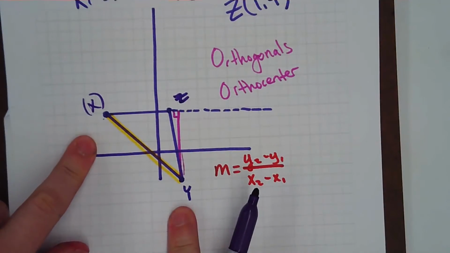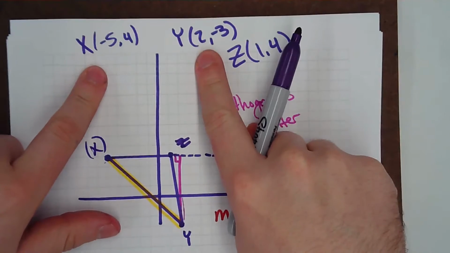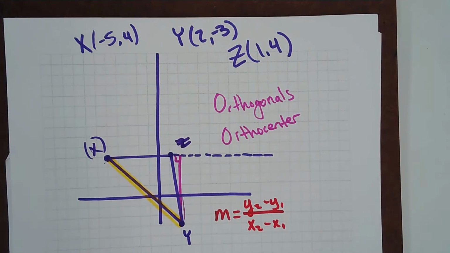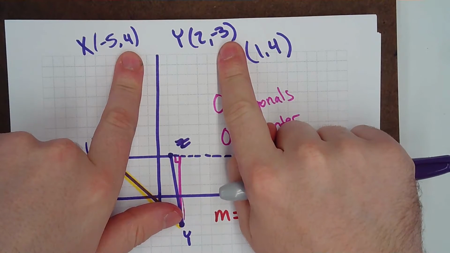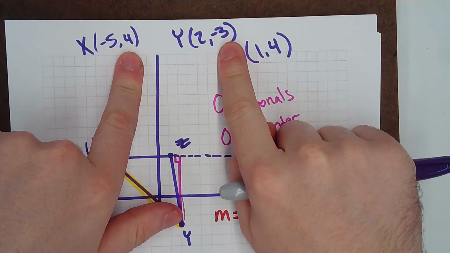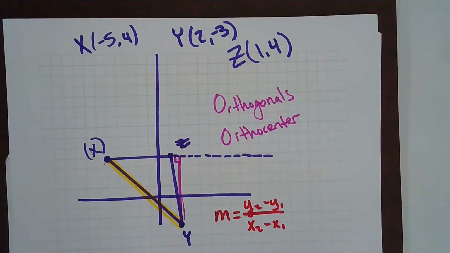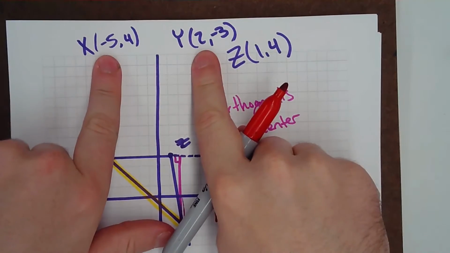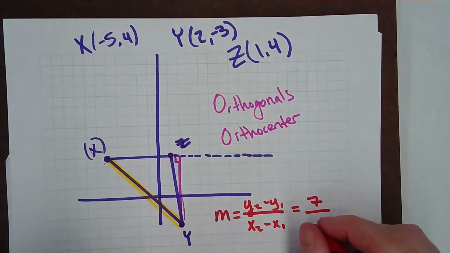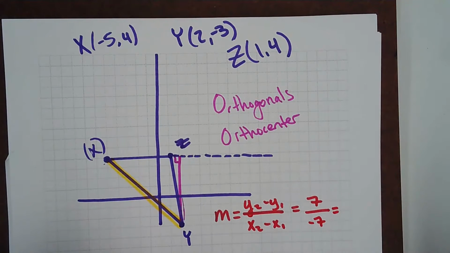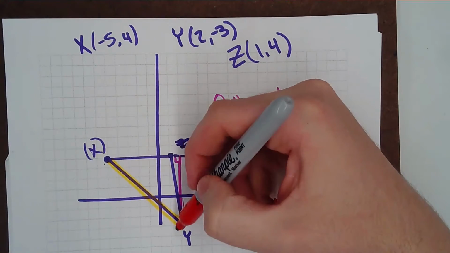So we can take these two points, x and y, and find the slope between them. Let's do this in our heads. We're going to subtract the y's. What's 4 minus negative 3? 7. So that's going to be 7. What's negative 5 minus 2? Negative 7. So our slope, when we simplify it, is going to be negative 1. So that's the slope of this yellow line.